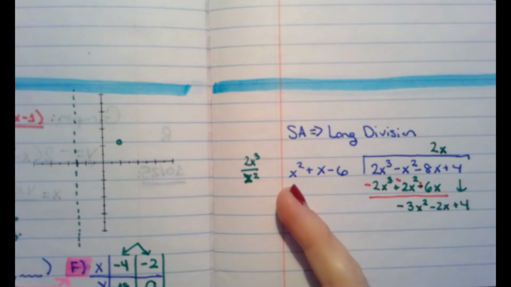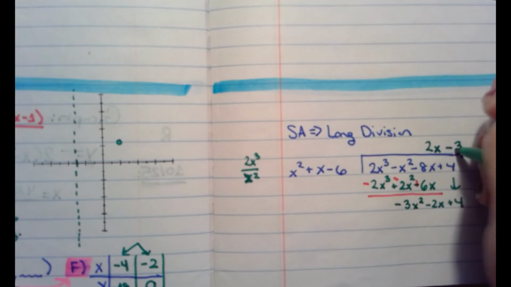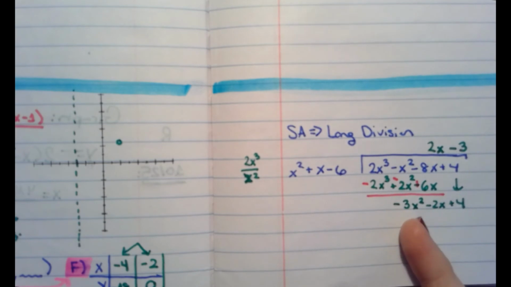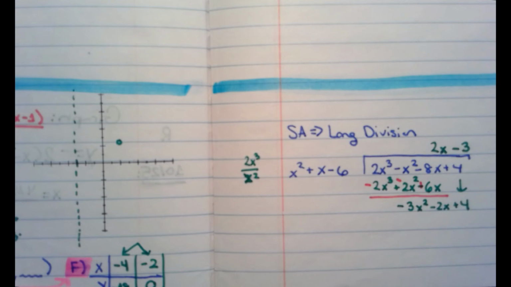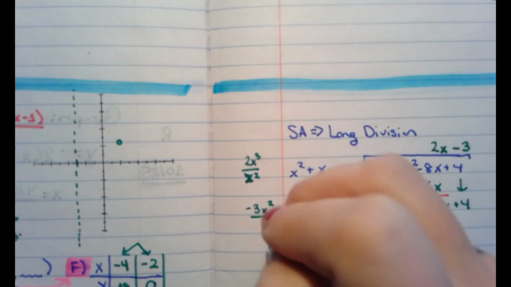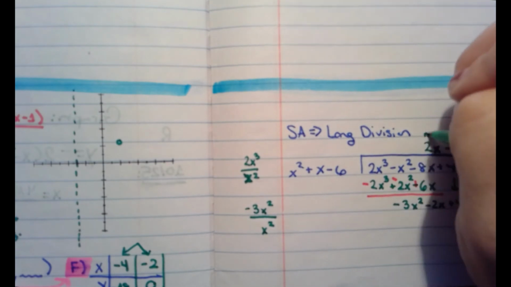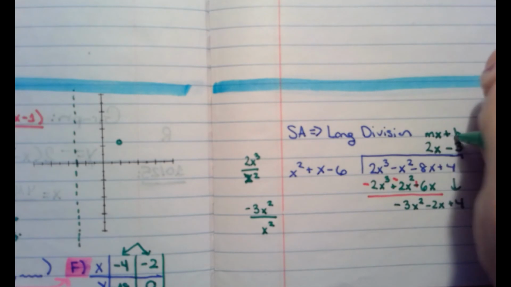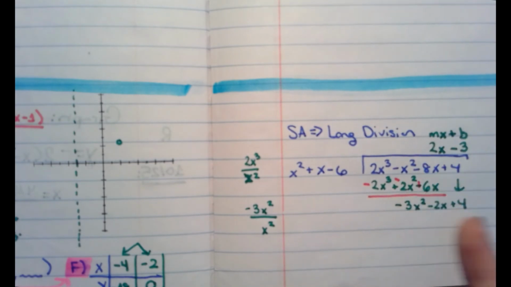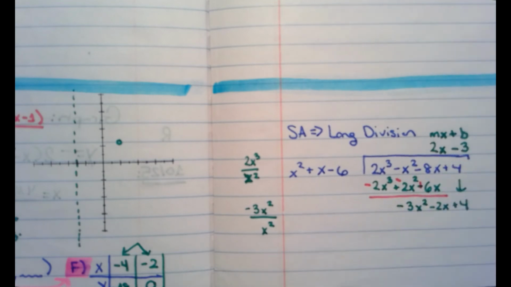So again, I'm going to look at it forwards. What times x squared gets me to negative 3x squared, and I see the negative 3. Okay, if you need to, look at it backwards. Negative 3x squared divided by x squared, and you can see the negative 3 come out of there. Now, this is all we need for our purposes, because that is the slant asymptote. We don't need that remainder, so we do not need to continue on. So mx plus b, and we are good to go there.